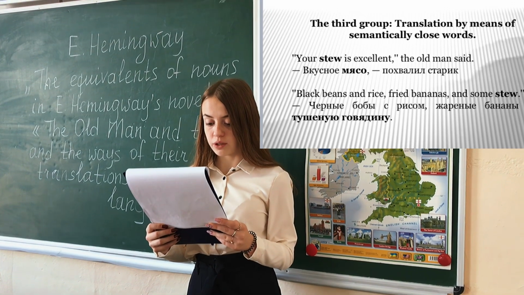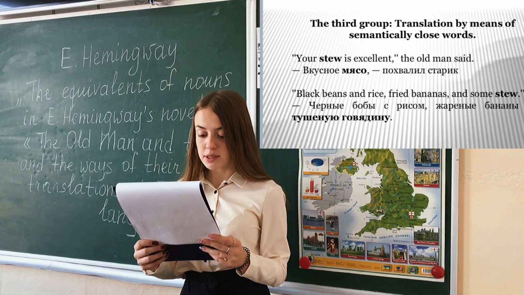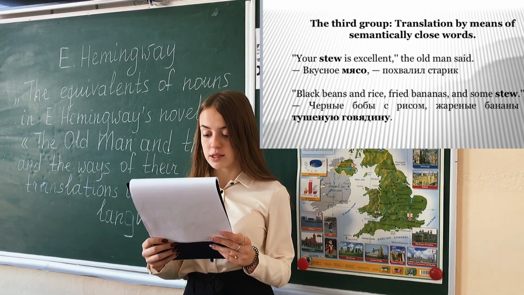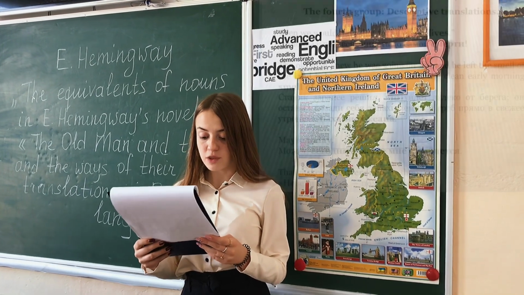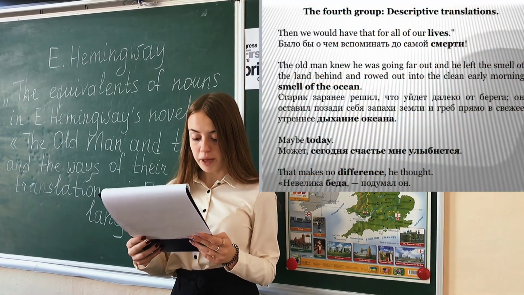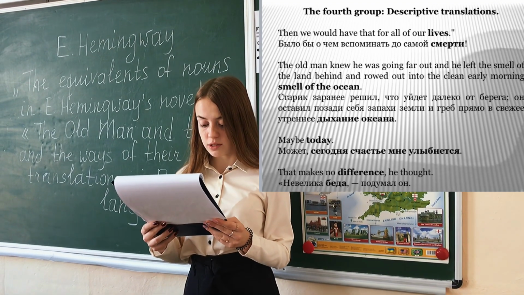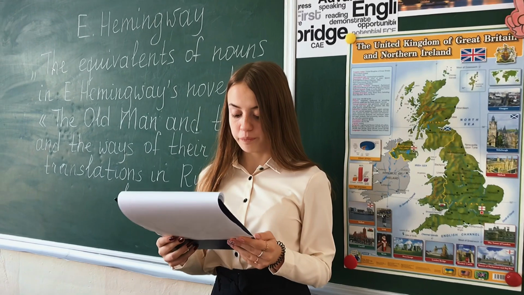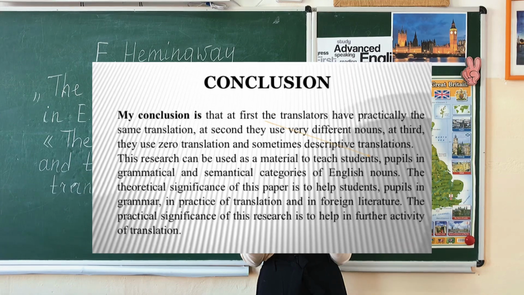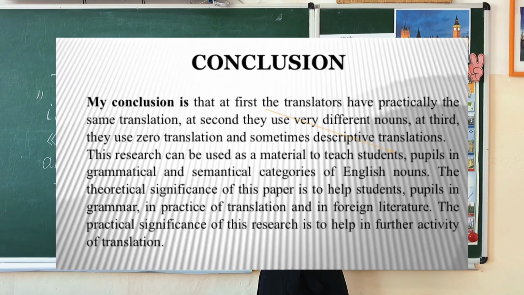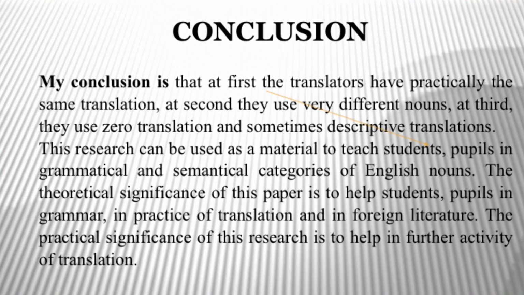The third group, translation by means of a semantically close word. The stew is excellent, the old man said. Вкусное мясо, похвалил старик. Black beans and rice, fried bananas and some stew. Черные бобы с рисом, жареные бананы и тушеную говядину. The fourth group, descriptive translation. Maybe today. Может, сегодня счастье мне улыбнется. That makes no difference, he thought. Невелика беда, подумал он. My conclusion is that first, the translators have practically the same translation, second, they use very different nouns, and third, they use zero translation and sometimes descriptive translation.